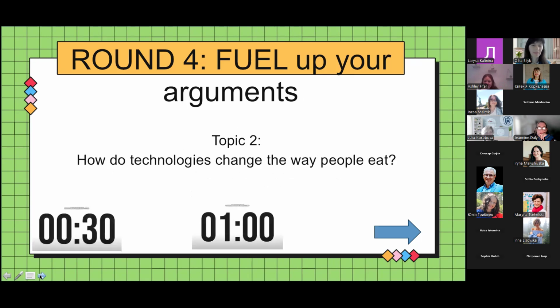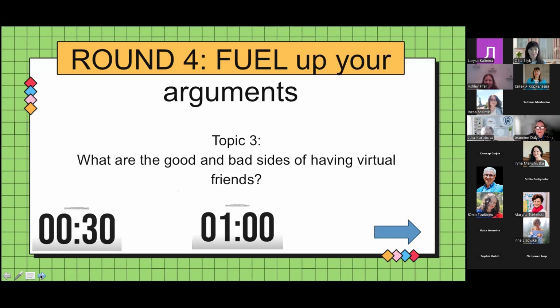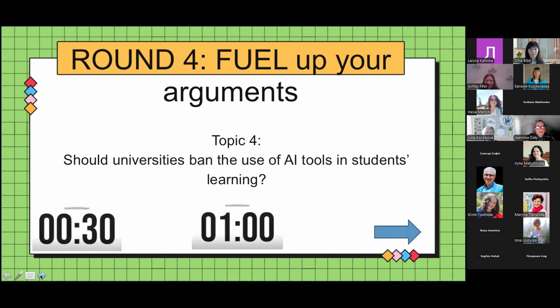Another topic, number 2. Technology was a big theme for us. So how do technologies change the way people eat? That was a difficult one, but they came up with a lot. It was actually something they had talked about in class during the semester. Topic number 3: what are good and bad sides of having virtual friends? And topic number 4: should universities ban the use of AI tools in student learning?